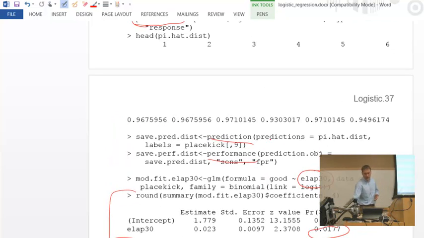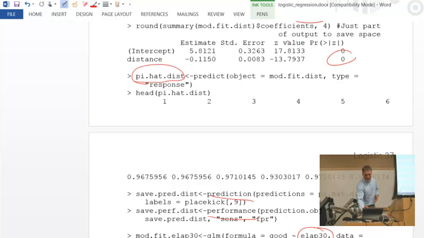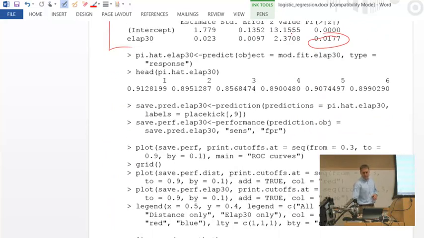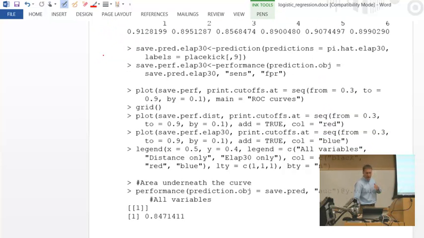And I failed to mention this before. With distance, we have an extremely small p-value. R displays it as 0. It's not actually 0, it's just something very, very close to 0. So again, I can do all my predictions, get all my pi hats out, use the prediction function, use the performance function, and then we could do some plotting of ROC curves.